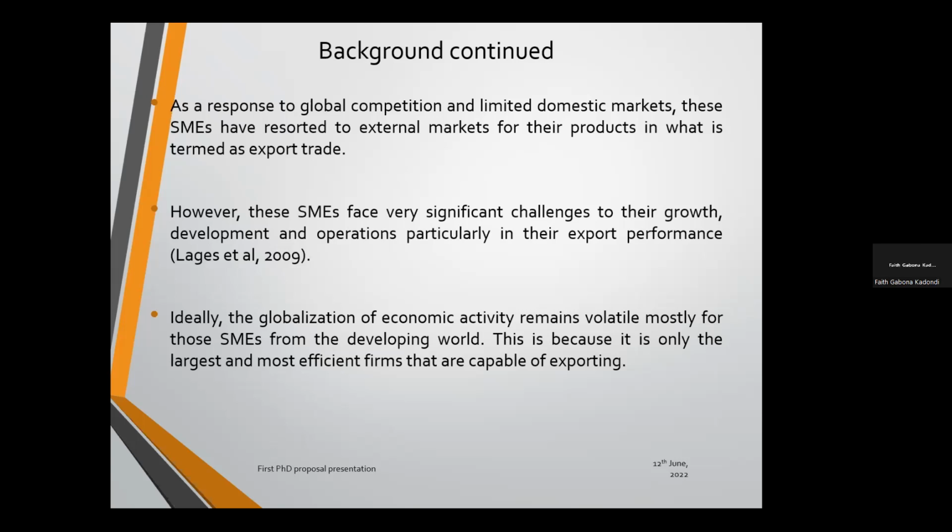Now, as a response to global competition and limited domestic markets, SMEs resorted to external markets for their products, what was termed as export trade. In the past, these farmers had to sell their goods and services through Asians who are in charge of export trade, Asians and Europeans. Then they formed their primary societies and cooperative associations, and then they were able to export through their cooperatives to international markets.